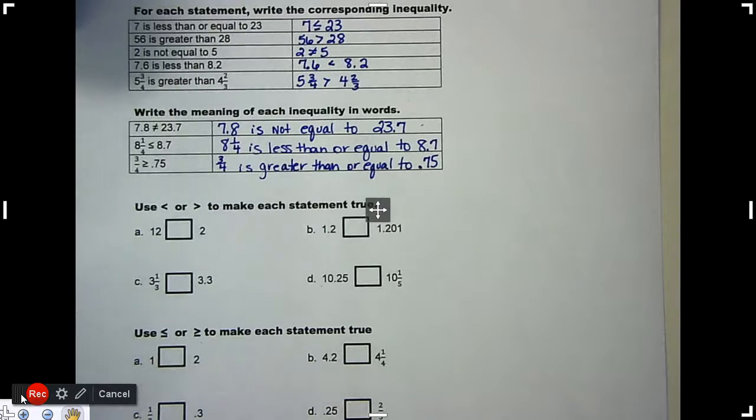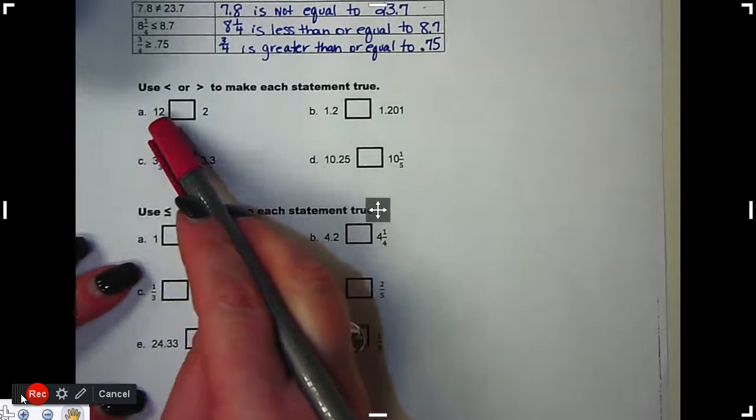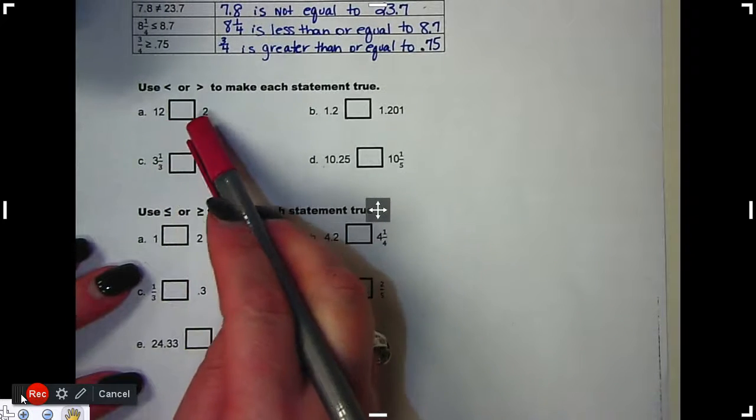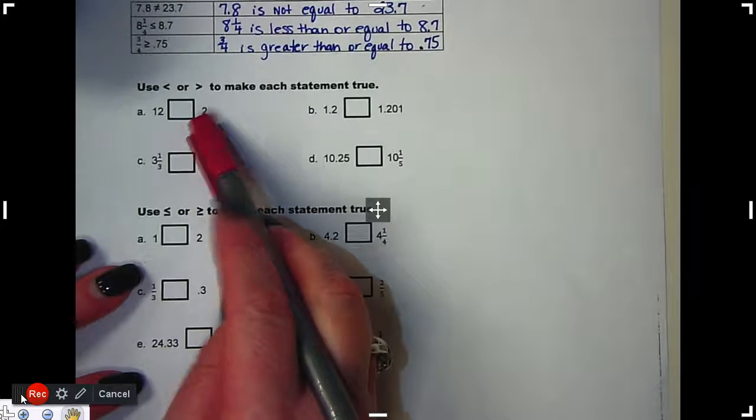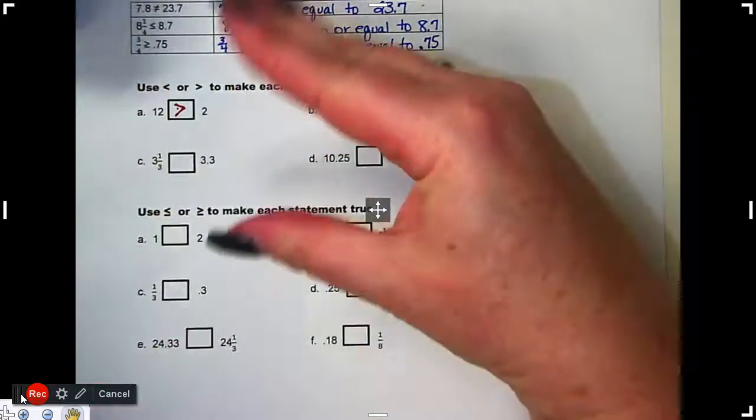All right, now we're going to use the greater than or less than sign to make each statement true. 12 is, what sign goes in here? Greater than 2. Greater than is that way. Remember, you probably learned in elementary school the alligator wants to eat the bigger number. 12 is greater than 2.